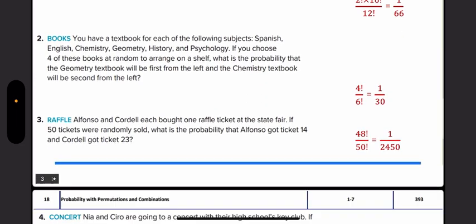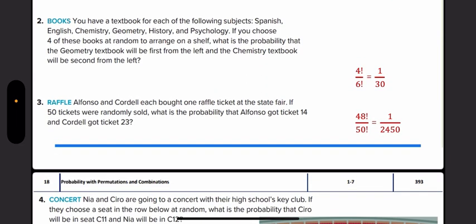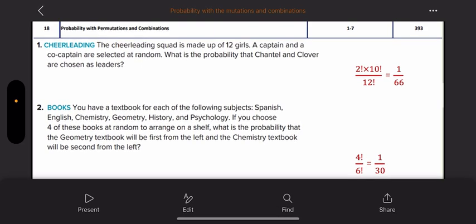Type. Now let's check if there is a repetition. Is there any repeated subject? No, there is no repetition. Type. Is there an unknown order? Like for example, in question 1, we don't know the order of Chantel and Clover. Which one will come first and which one will come second? So in this case, I have an unknown order, so I will use the 2 factorial.